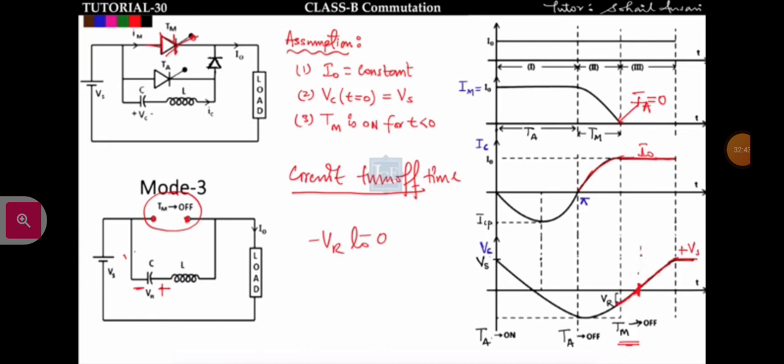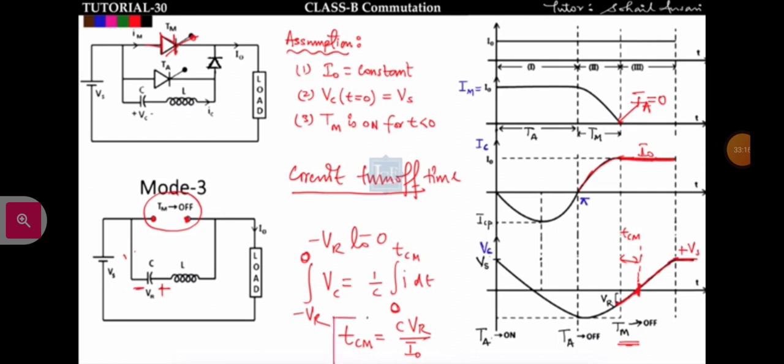So this is the circuit turn off time. Got it? This is TCM. So how will I find TCM? We know that Vc is equal to 1 upon C integration of i dt. Okay, now integrate both sides. When this capacitor voltage goes from minus VR to 0, the time goes from 0 to TCM. So the circuit turn off time will come out to be C VR upon I naught. Okay, this IT is nothing but I naught. See here, this IT is equal to I naught. So TCM will come out to be C VR upon I naught, where VR we have already found.